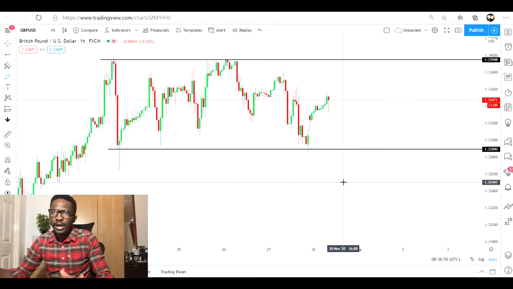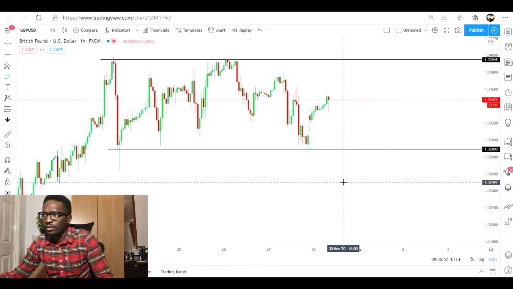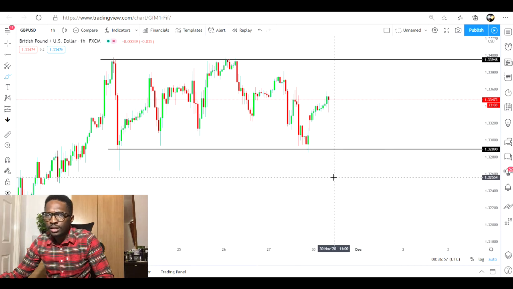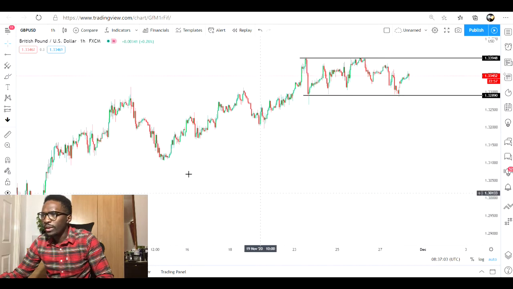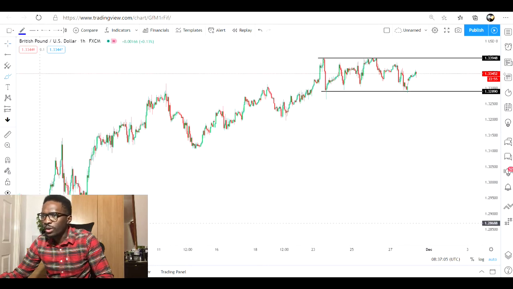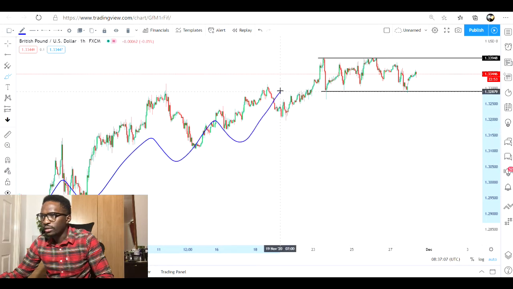And in terms of where I think the market is likely going to break out of, I think the clue is always going to be to look at the direction of the market before it comes into this consolidation. So if I zoom in here, we can see that the market has been in an upward channel. So that tells me that eventually this market is going to break out to the upside.